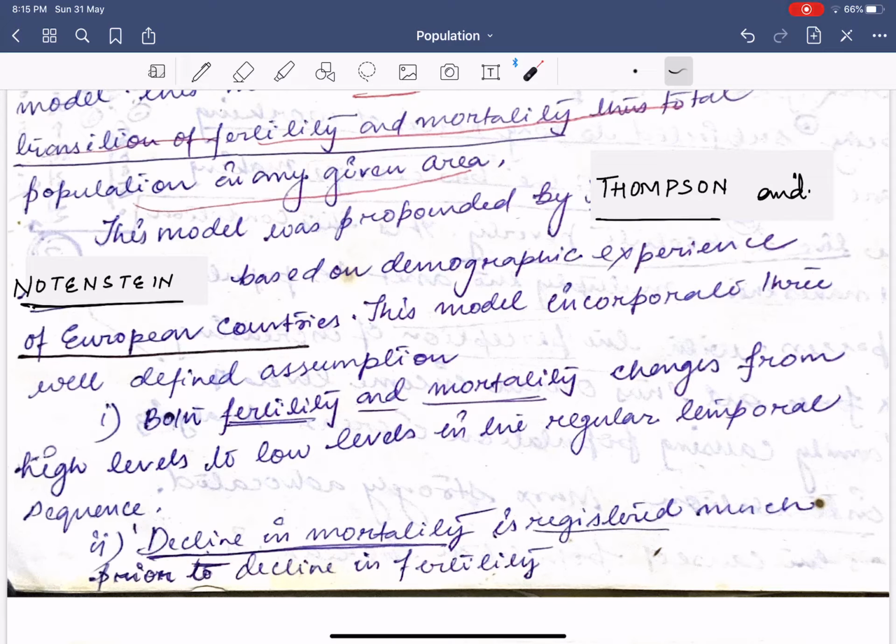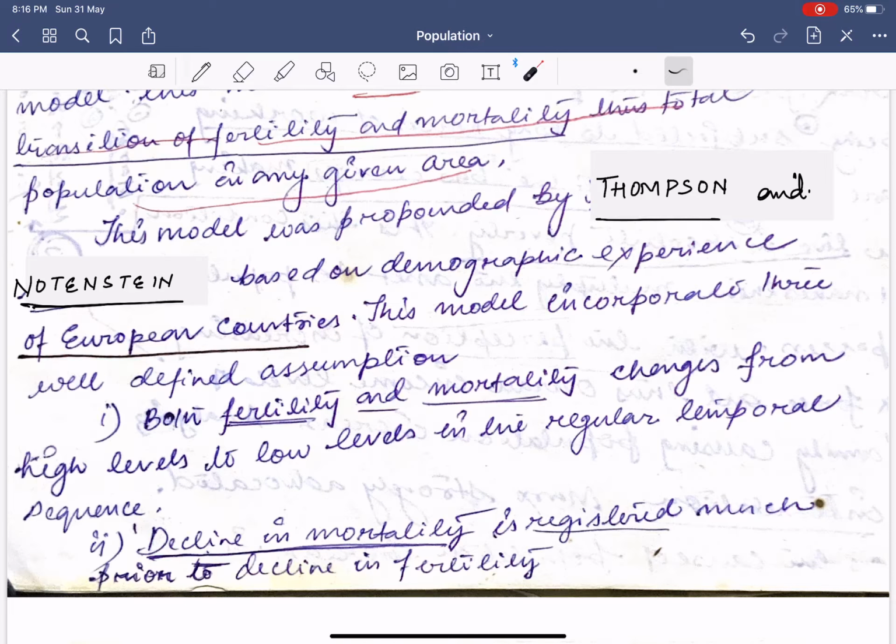Now this model was basically propounded by two scholars. One was Thompson and another one was Notenstein. Notenstein spelling is Notenstein. Next, based on the demographic experience of the European countries. So Thompson and Notenstein propounded this demographic transition model, but this was completely based on the analysis of the European countries.